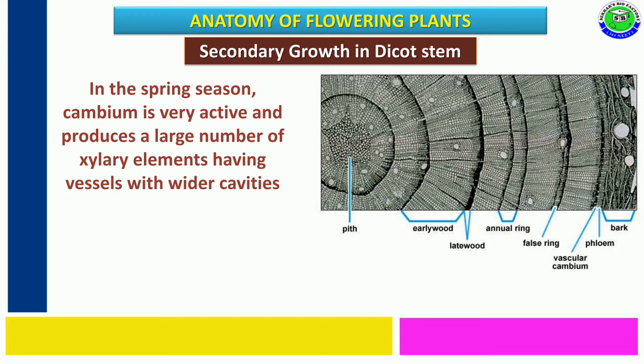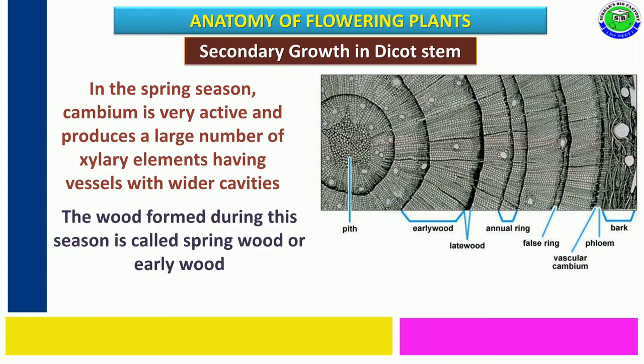In the spring season, a tree can produce more young leaves. Due to having more new leaves, it needs more absorption of water from the soil with the help of the root system. In the spring season, the cambium has more activity. At this time, it can produce a large number of xylem elements having vessels with a wider cavity.